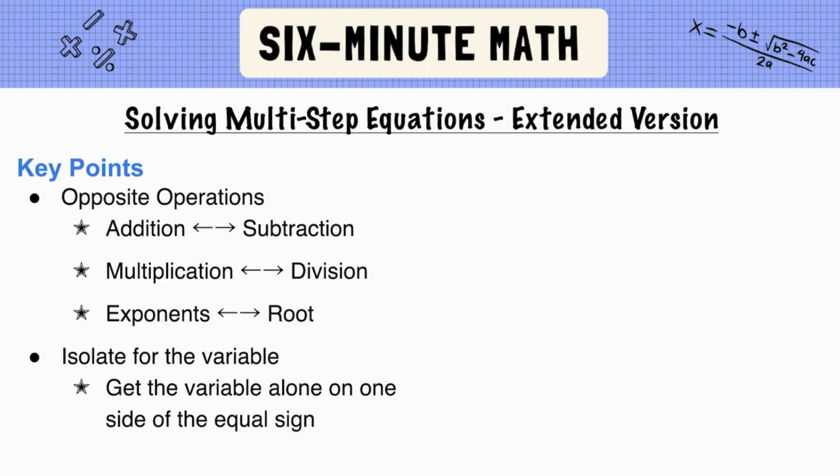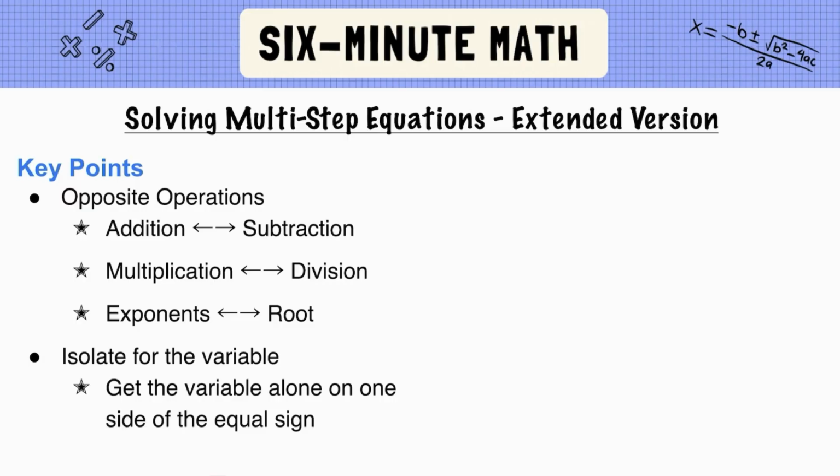Because we are doing an extended version today, we will not have a time limit, so let's get into our key points. Our key points when we are solving any equation is that we will be using opposite operations to isolate for the variable. We want to get the variable alone on one side of the equal sign, and we use our opposite operations to do that.